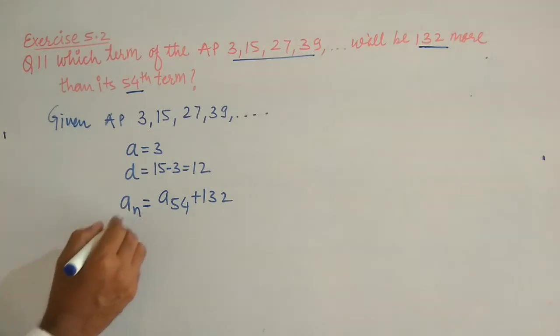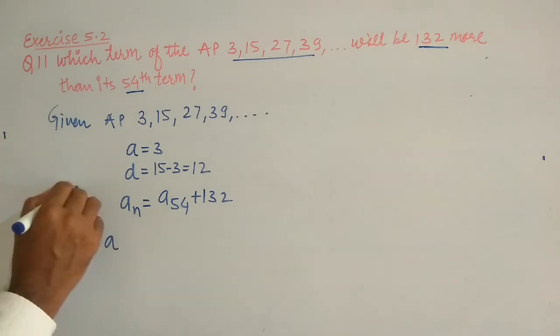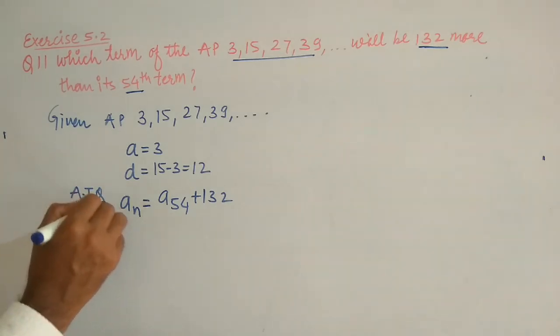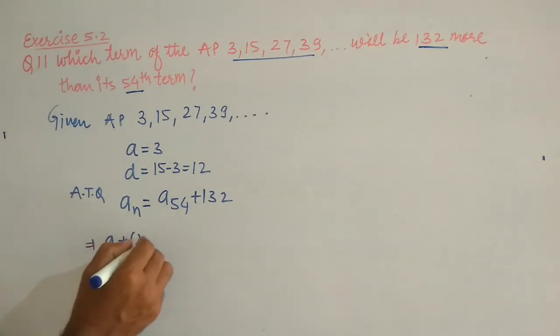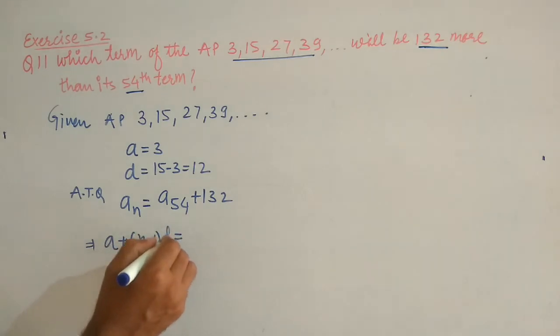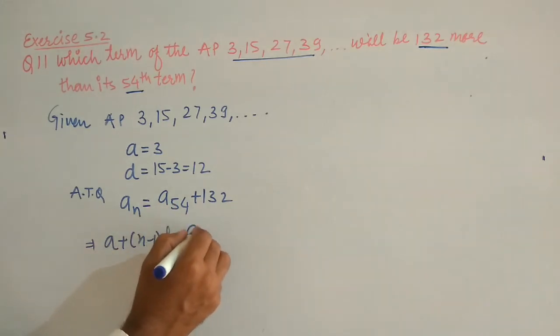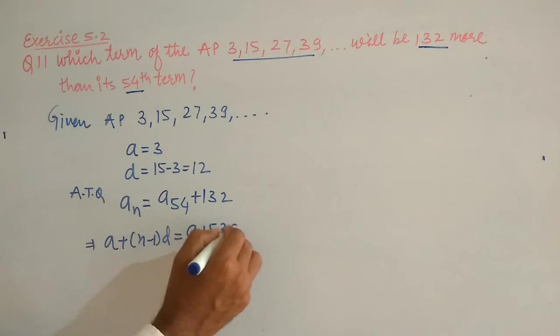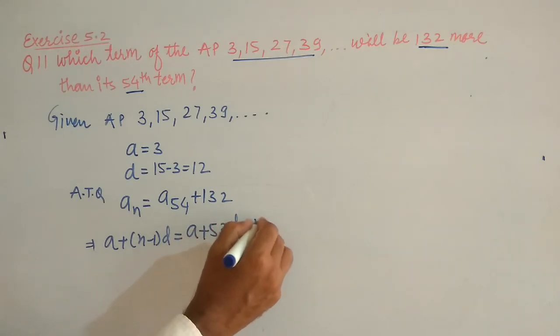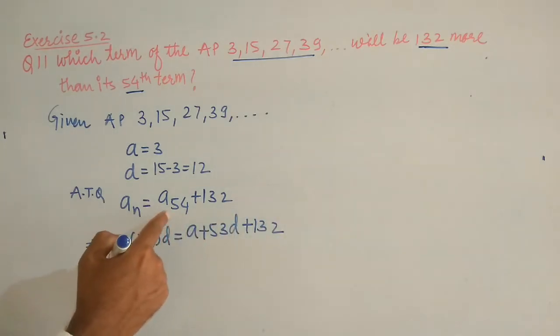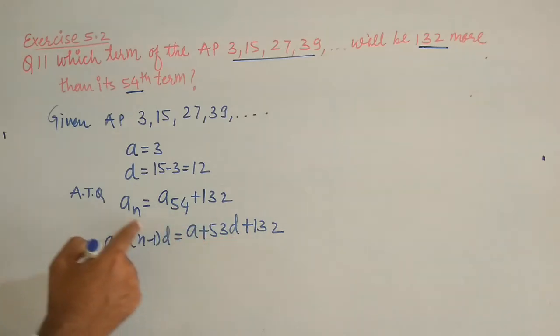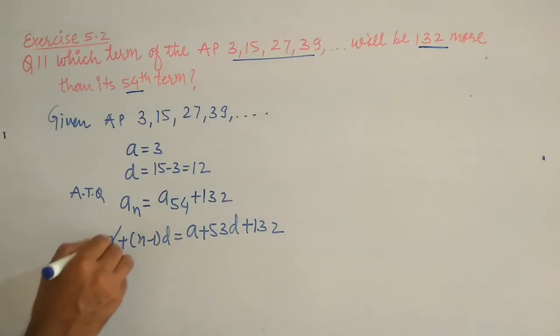So we write the formula for nth term is what? Yes, this is according to the question. A plus n minus 1d is equal to 54th term, means a plus 53d plus 132. यहाँ मैंने 54th टर्म के लिए फॉर्मूला लिखा, nth टर्म के लिए फॉर्मूला लिखा.